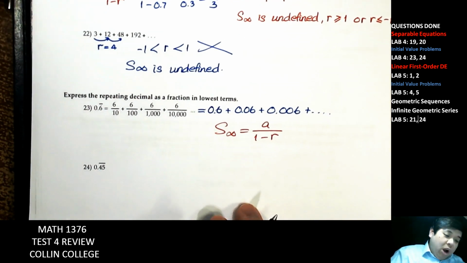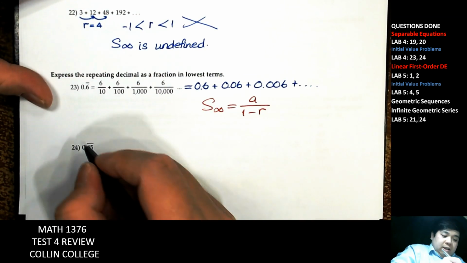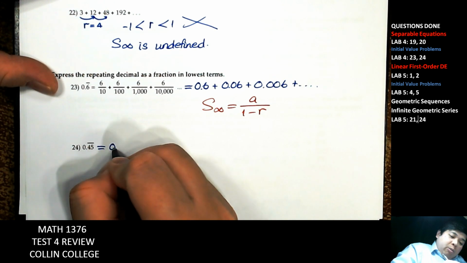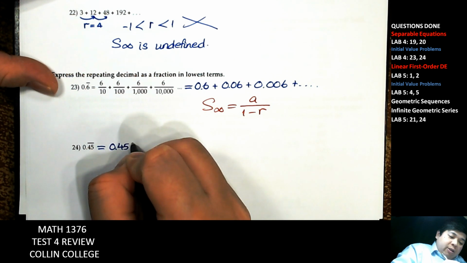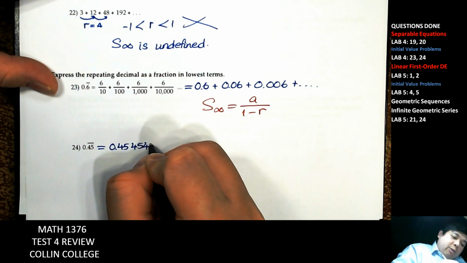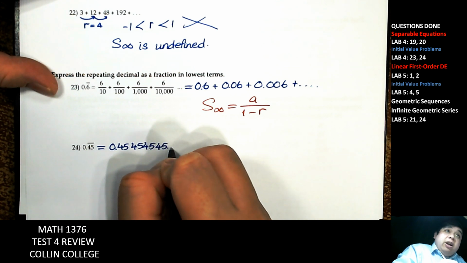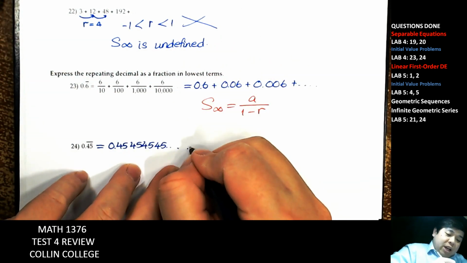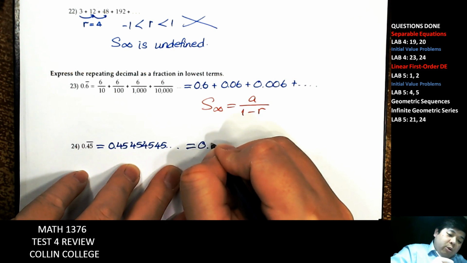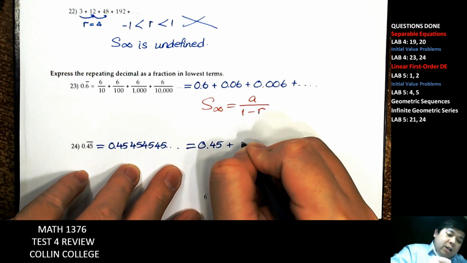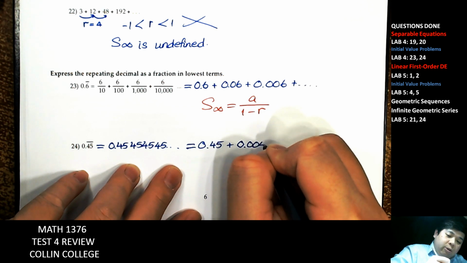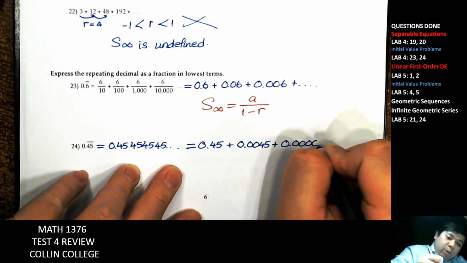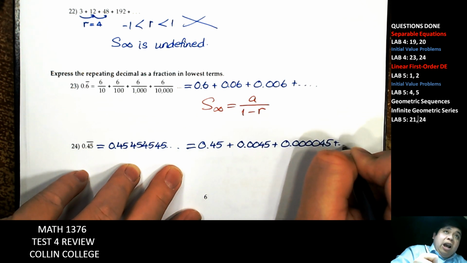The next one I rewrite a little bit differently. You have an indefinite repeating decimal: 4, 5, 4, 5, 4, 5, and so on. Now, focus on the first. If we can split it like this: 0.45, 0.0045, 0.000045, and then so on.